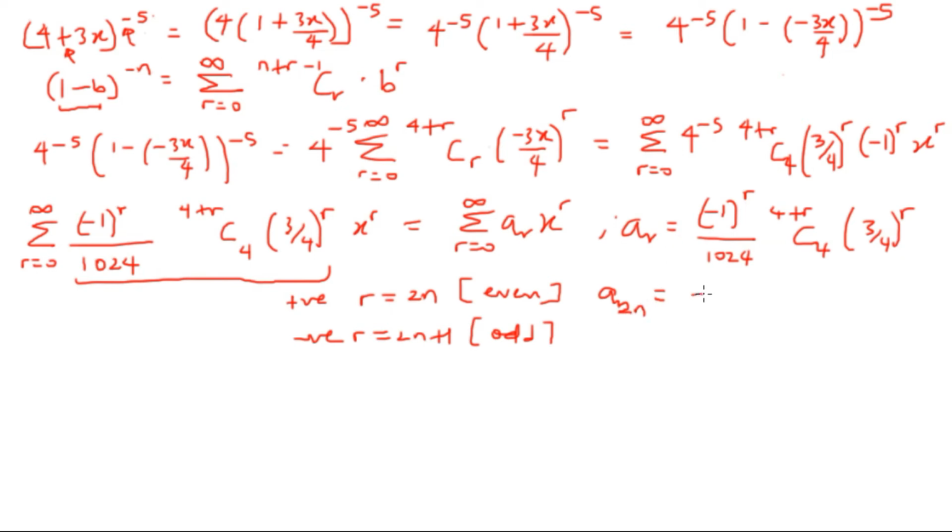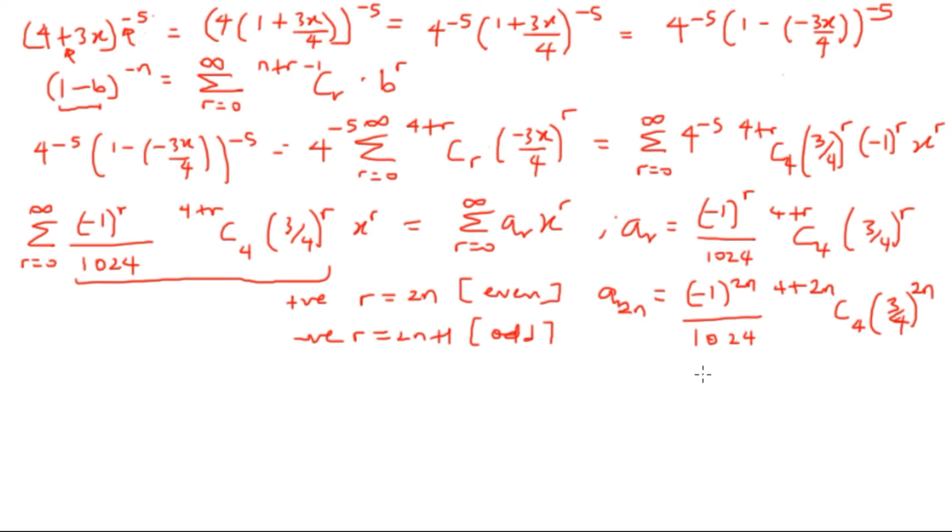Okay, so I will have minus 1 raised to power 2n. 2n is just the general formula for even numbers. And then I will have 4 plus r combination 4. Okay, r is now 2n, so instead of having r, I should have 2n. That's 4 plus 2n, then combination 4, then I'll have 3 over 4 raised to power r, which is now 2n.